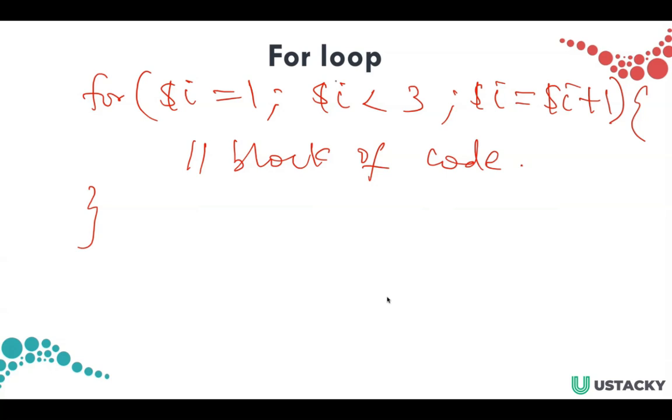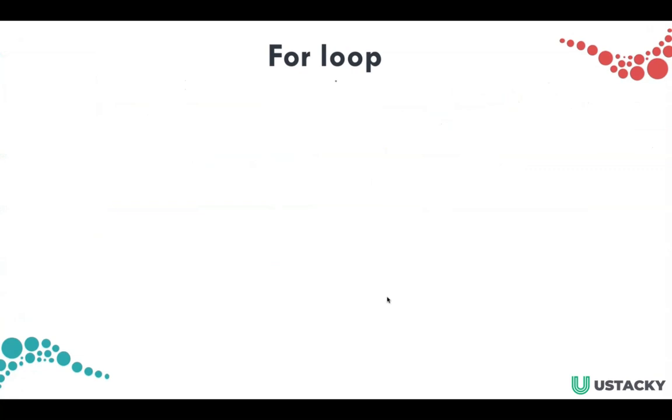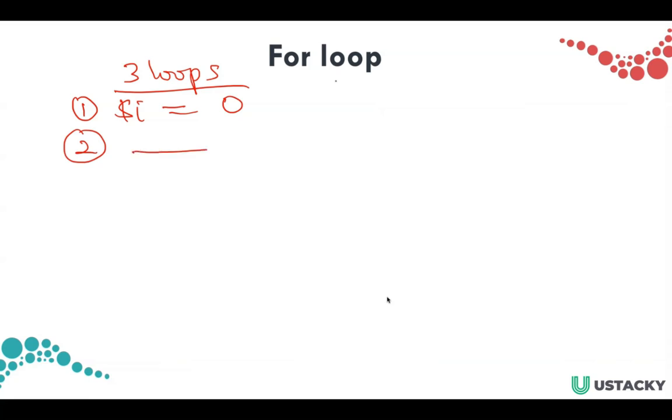So let us take another example. Assuming you want three loops. So let's assume a starting point, $i, to be 0. This is difficult to determine. And our increment, let's assume an increment of 2. So we have $i equals $i plus 2.